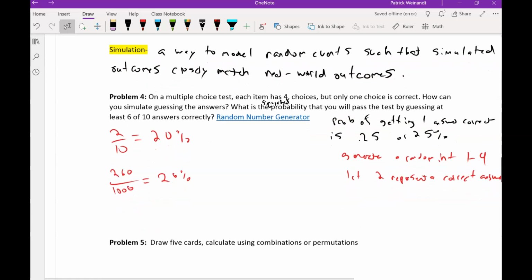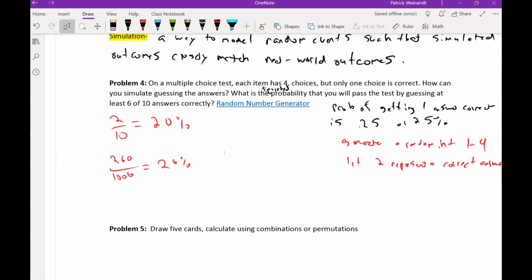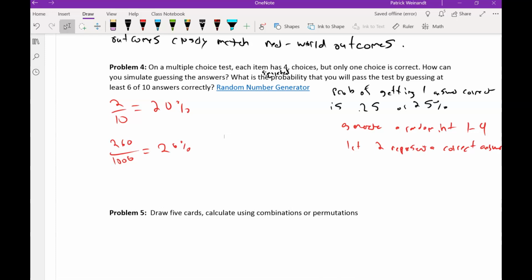So what is a simulated probability that you will pass the test by guessing at least 6 of 10 answers correctly? That's not going to be a super accurate number. What I was planning on doing was having you each individually do it and see how many times we got 6 out of 10, which would have been very, very few. Getting at least 6 of the 10 answers correctly is a very, very slim chance. We're not quite ready as of yet to find that probability theoretically, so we'll ignore that for the time being.